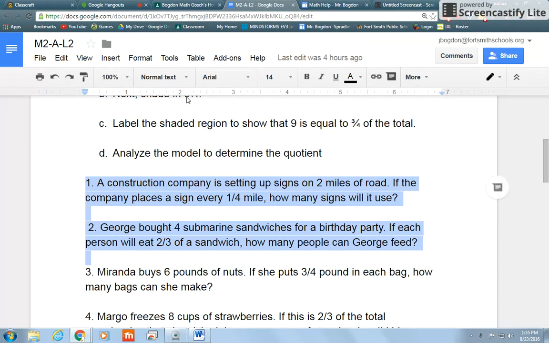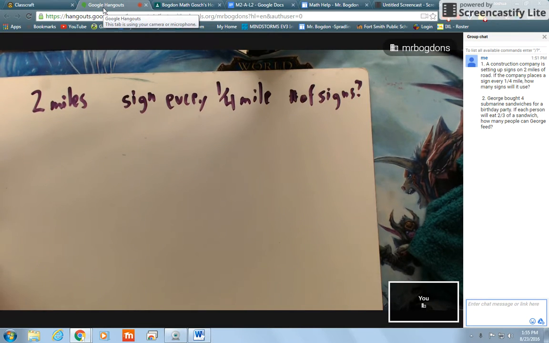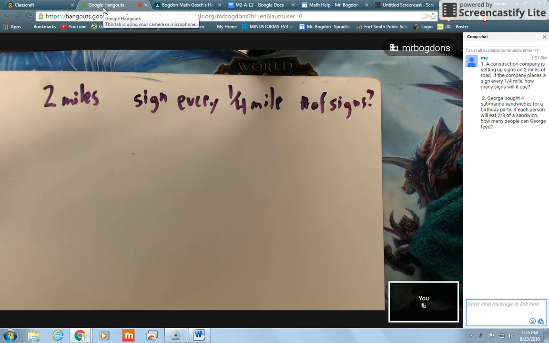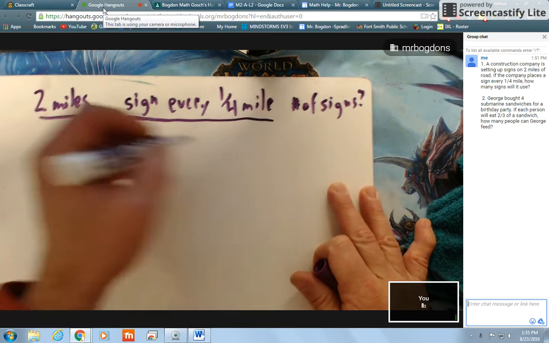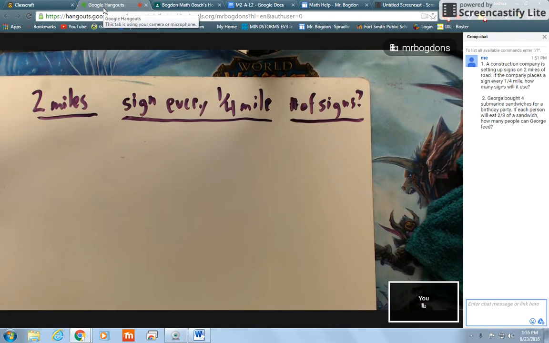So let's identify some of the important information. It said 2 miles. That's something that's important. It says a sign every quarter mile. And the question wants to know what's the number of signs. So basically we have 3 things, 2 important bits of information, and then I know what it wants. So that should tell me some kind of operation. So some people said 1/8, some people said 8 miles, or 8 signs rather. Can anyone give me a multiplication expression or division expression?